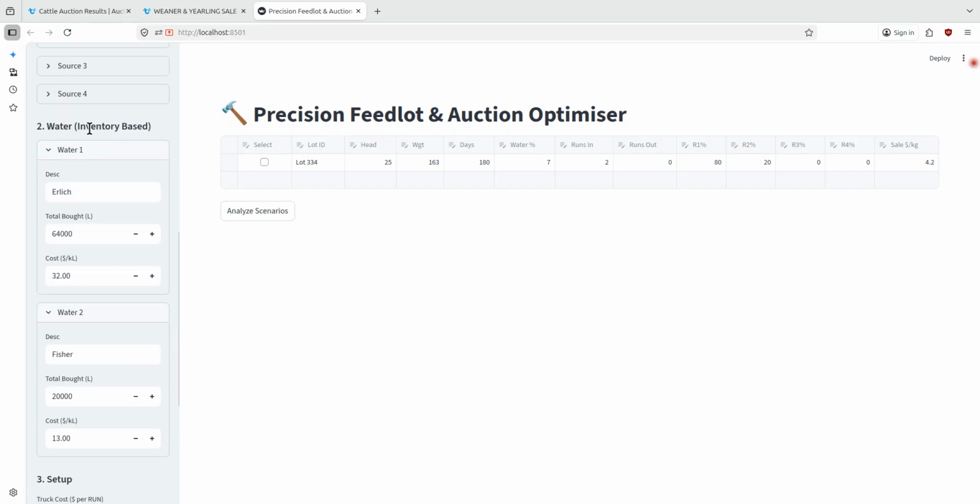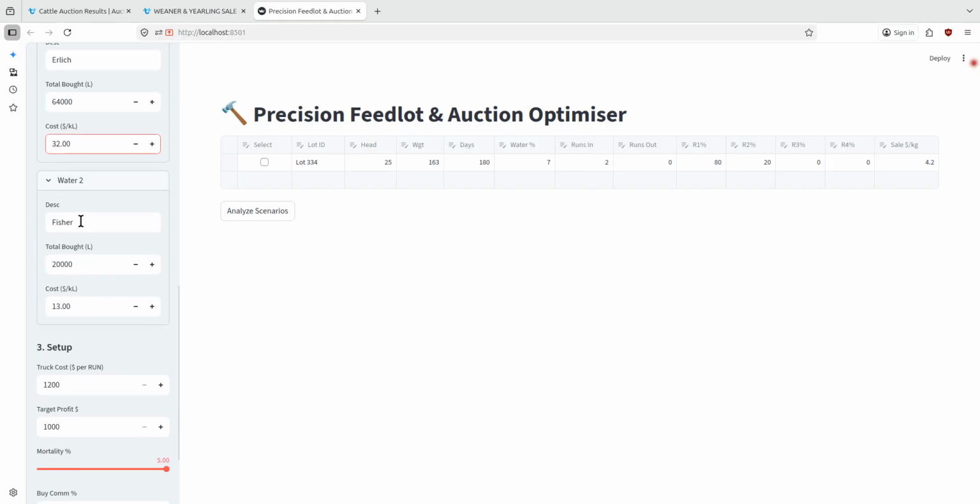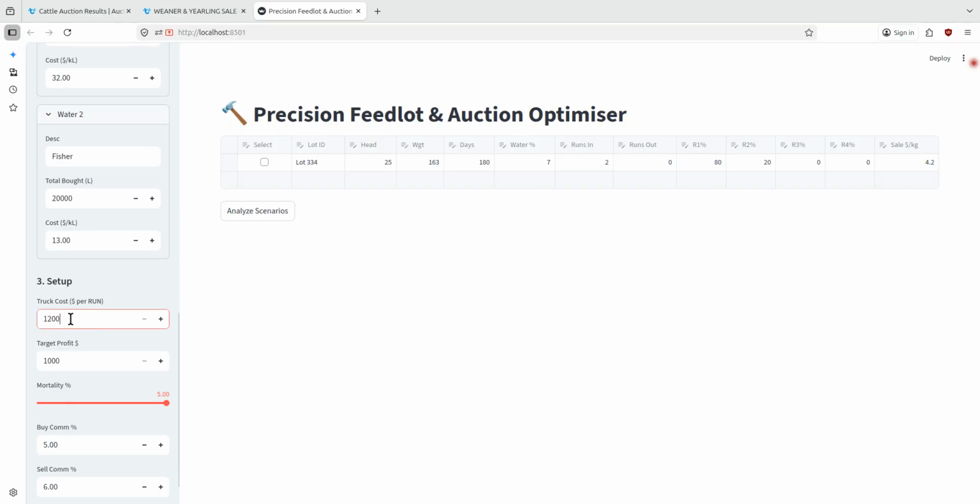Water is another inventory-based constraint that's placed into the system, whereby I've got a provider that delivers a truckload of 64,000 litres at $32 a kilolitre. That's a lot of money. Likewise, myself going to standpipes to get 20,000 litres. That's cheaper, but a large portion of that is fuel. The prices today: the trucks normally would be $800 a truck run, but now because of fuel they're $1,200.